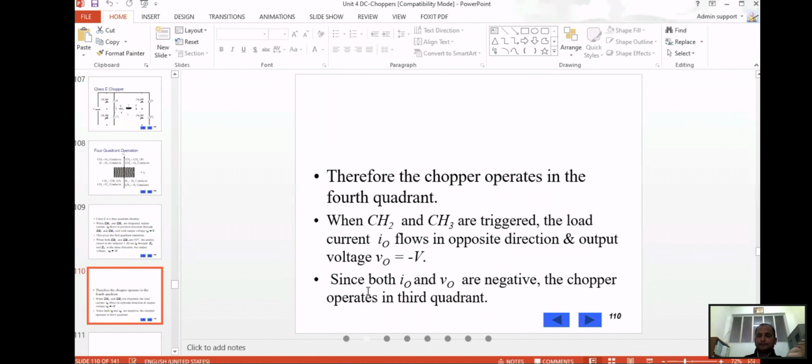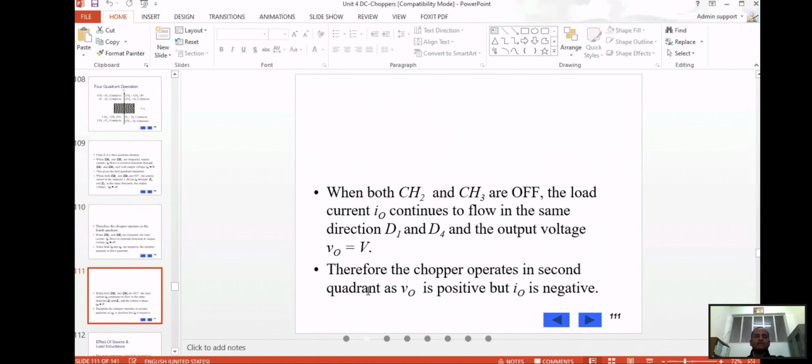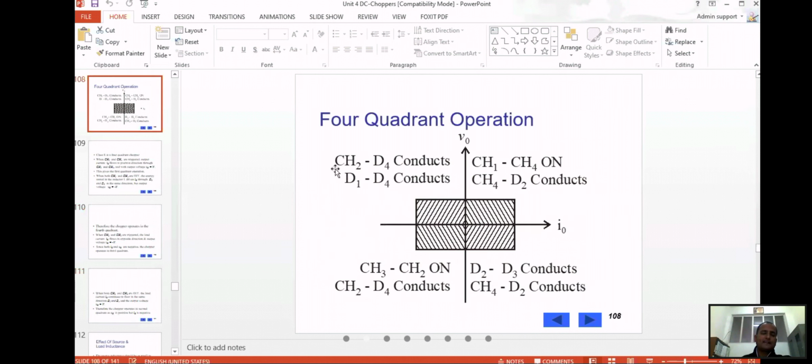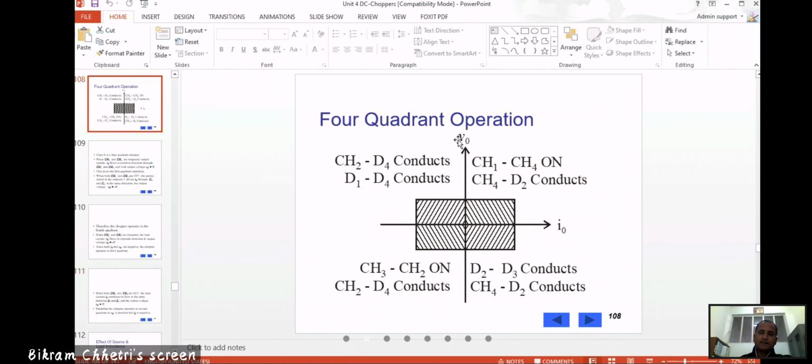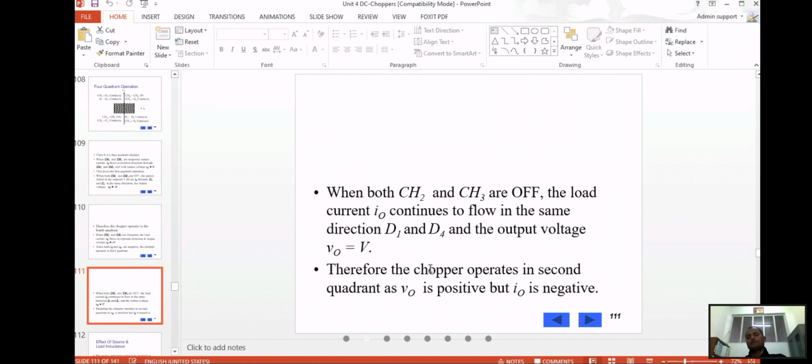So, when CH2 and CH3 are off, it will operate in the second quadrant. The load current I naught continues to flow in the same direction through D1, and the output voltage V naught will be positive, but the current will be negative. Therefore, the chopper operates in the second quadrant. V naught is positive and I naught is negative.